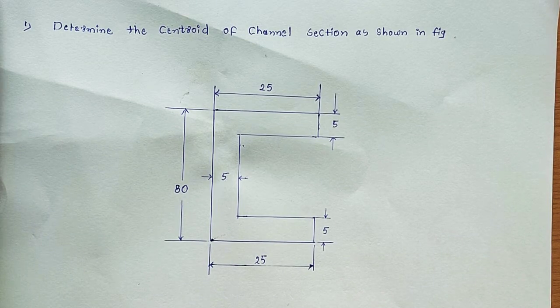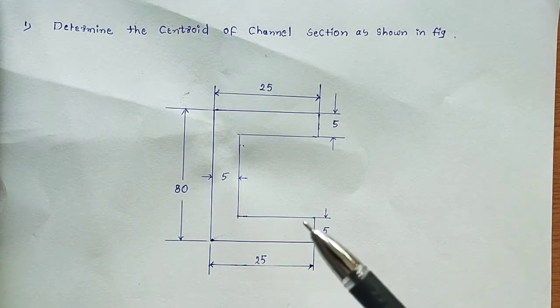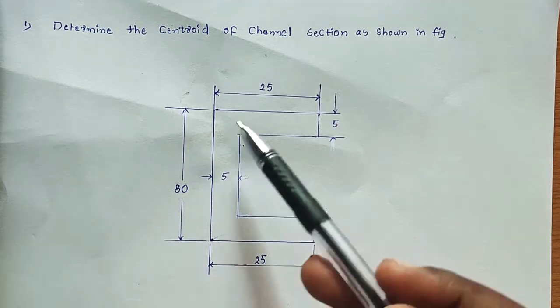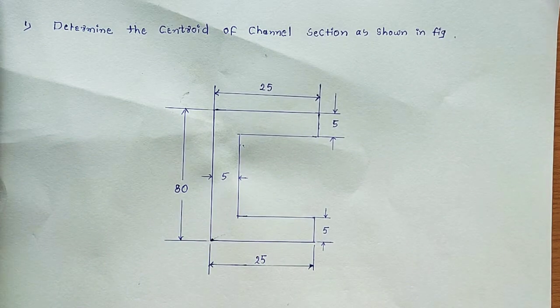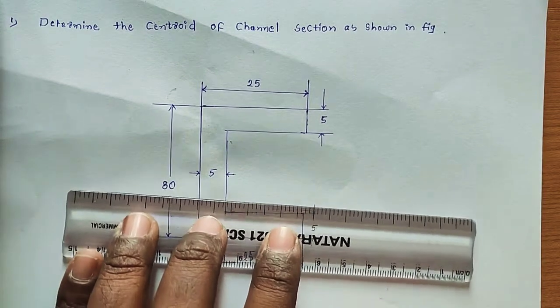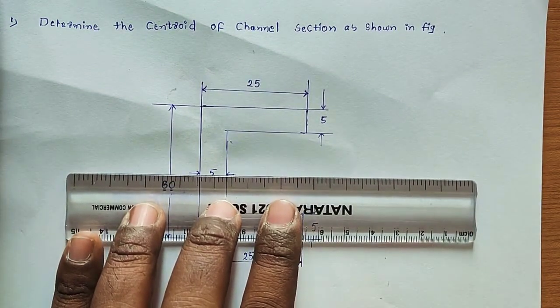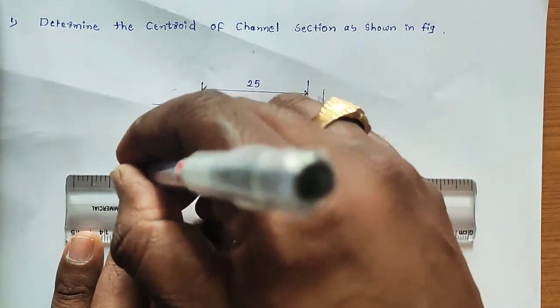We have to find out whether it is symmetrical about the x-axis or the y-axis. If we observe, we can clearly say that this C shape or channel section is symmetrical about the x-axis. So that's why here we are going to draw the x-axis at the center. So now we are drawing the x-axis.